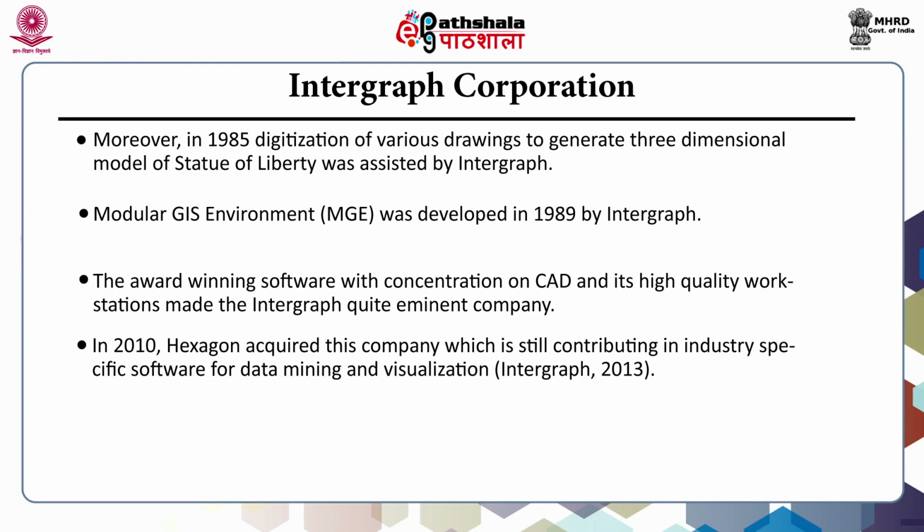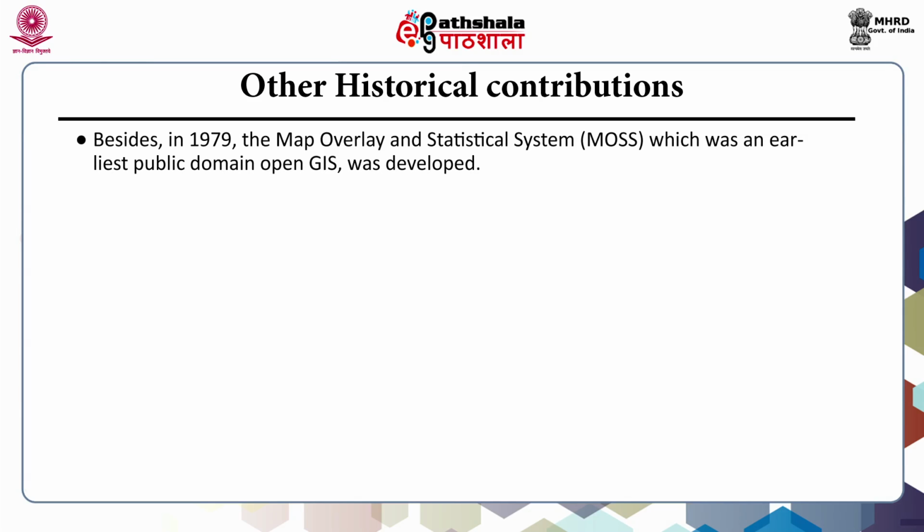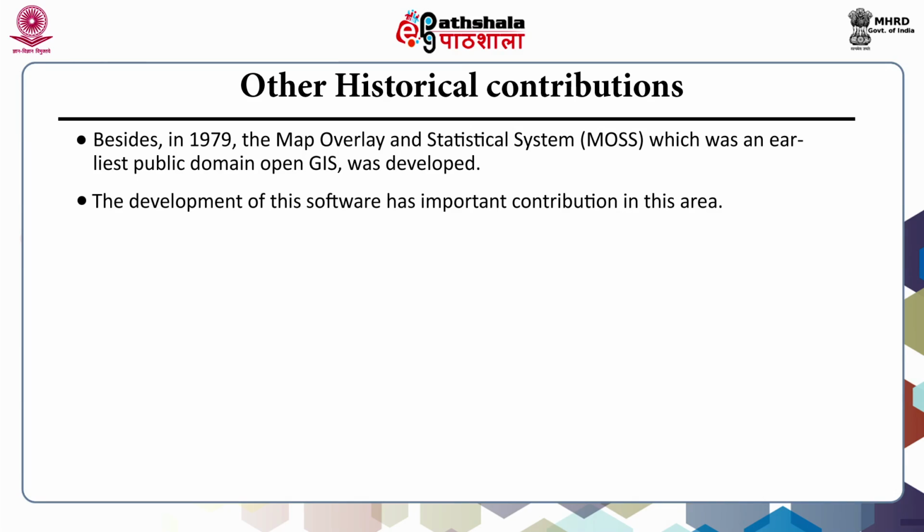In 2010, Hexagon acquired this company, which is still contributing to industry specific software for data mining and visualization. Now coming to the other historical contributions in the field of GIS. In 1979, the Map Overlay and Statistical System, which was an earliest public domain OpenGIS, was developed. The development of this software has important contributions in this area.